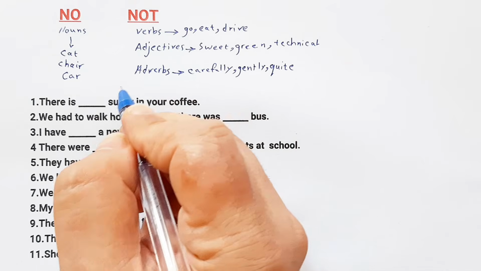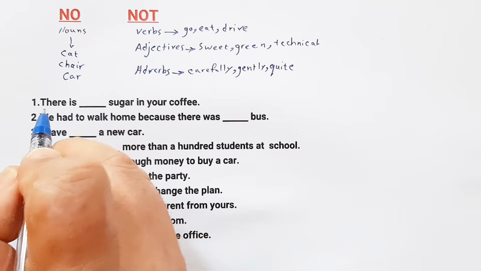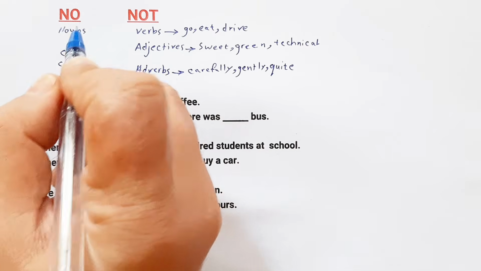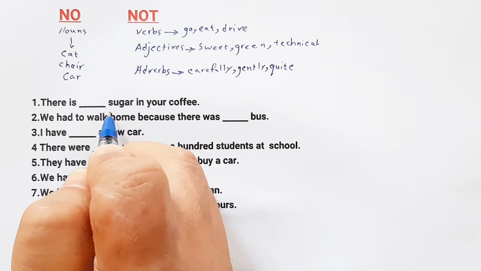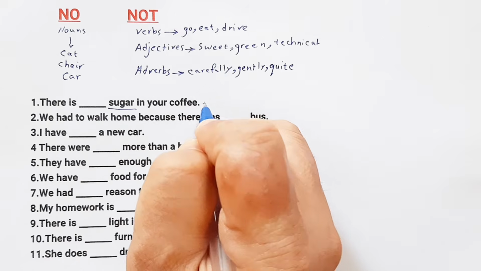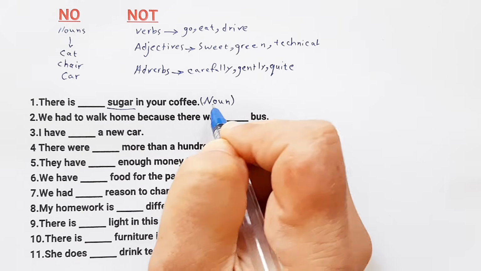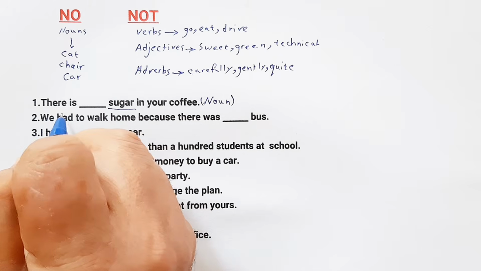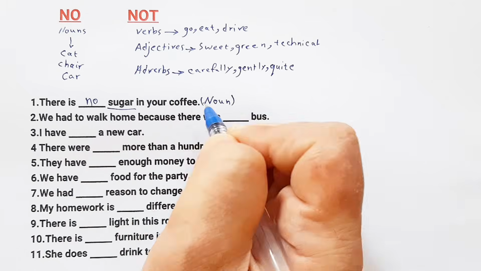Now we are going to answer these questions. Number 1. There is blank sugar in your coffee. Which one is correct, no or not? Here the keyword is sugar, and we know that sugar is a noun. And we said for nouns we use no. So we say there is no sugar in your coffee.